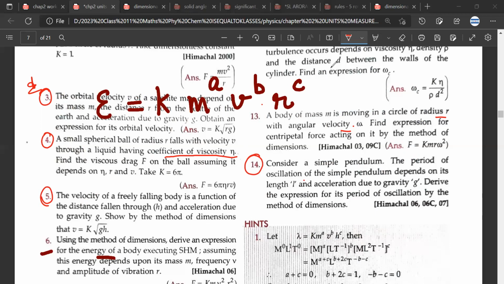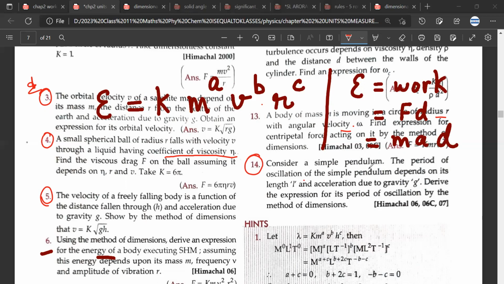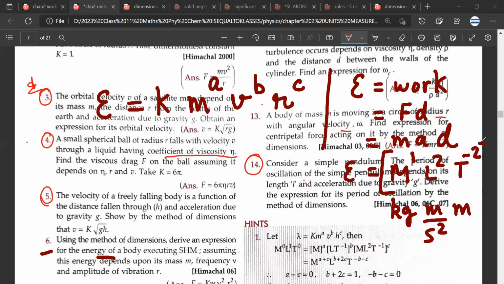Now let me analyze the energy part a bit. So I know that energy is equal to work. Work is equal to force into distance. Force is equal to mass into acceleration, into distance. So in terms of MLT, mass is kg, acceleration is meter per second square, and distance is meter. Therefore, energy in terms of MLT can be written as 1, 2, minus 2. Mr. Vantika, are we clear?